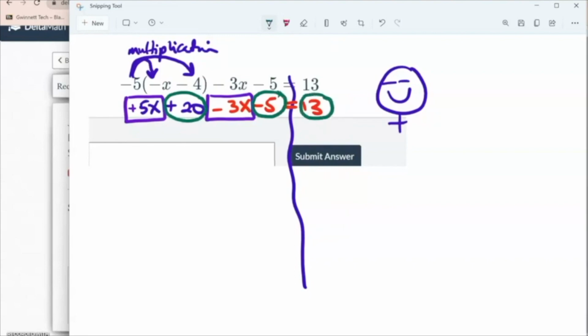All right, the key is to get the boxes on one side and the circles on the other side. So since the box is already here, I'm just going to go ahead and move the circles onto this other side. Remember, when you cross the river, what's going to happen? You're going to change. So you're changing from -5 to +5. This is now changed. All right, I want to move this other circle. Crosses the river. It's going to change from +20 to -20.